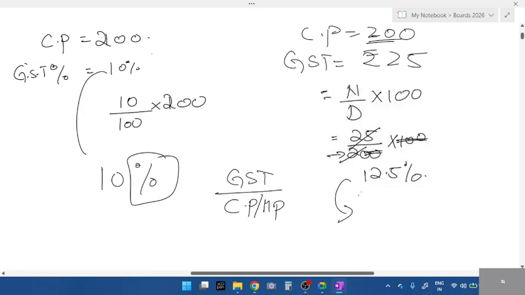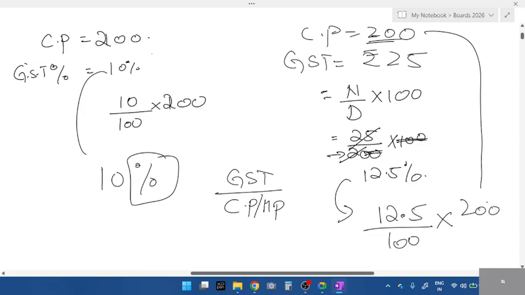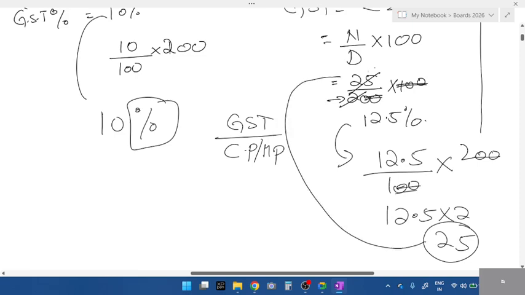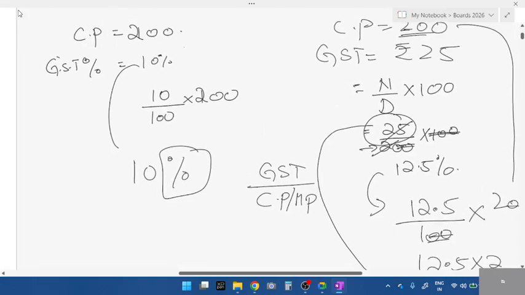This 12.5%, let me try to convert into rupees. See, 12.5 percentage symbol is given, divided by 100 into what is cost price here? What is cost price? 200. 20 gets cancelled. 12.5 multiplied by 2, you will get 25. Did we get the cost price value? Respond all of you. Got cost price? This is how we solve, students. So whenever rupees is given, take rupees divided by mark price or cost price.